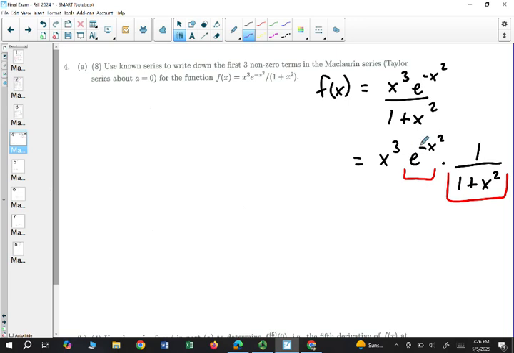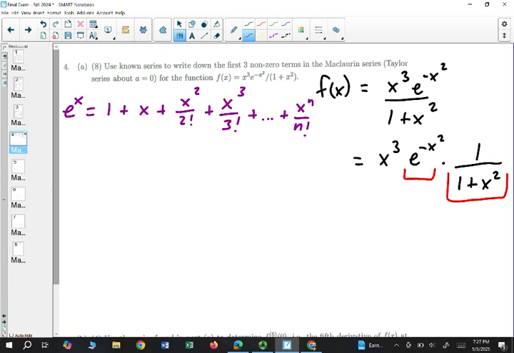Okay, so let's revisit and try to remember some common Maclaurin series. For the e to the negative x squared, I'm going to get influenced by e to the x. So e to the x, remember, would be 1 plus x plus x squared over 2 factorial plus x cubed over 3 factorial plus ... and it'll just keep going. It'll be something like x to the n over n factorial.